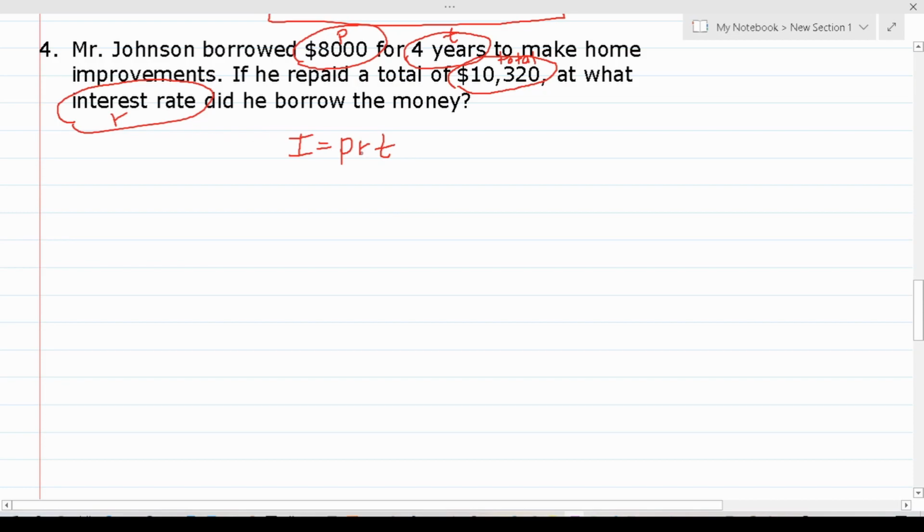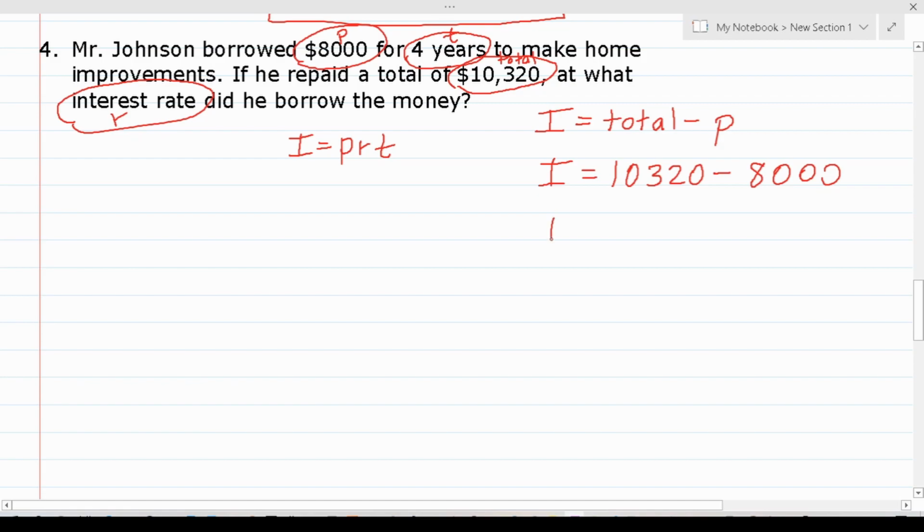In this case, we want to figure out R, but we only have P and T as far as we can tell. We need to figure out what I is in order to use this formula. Thankfully, I mentioned that to figure out what I is, you take your total and you subtract your principal from it. So we can figure out I pretty easily given the information in this question. That's I equals total. In total, he paid $10,320, and his principal was $8,000.